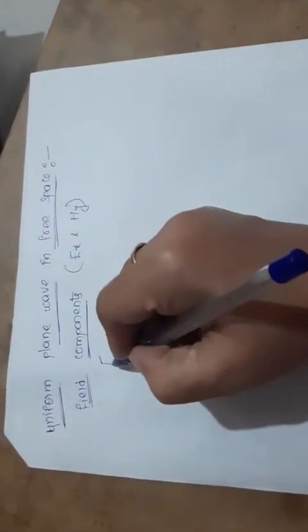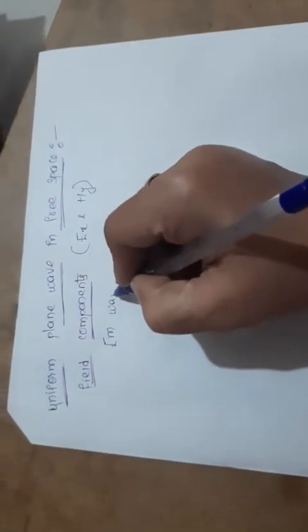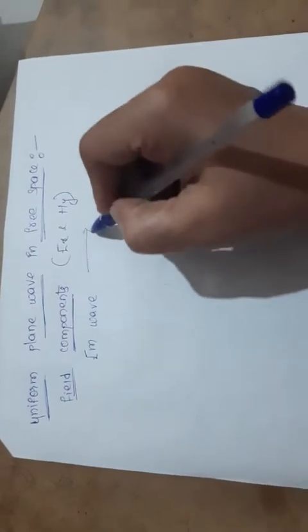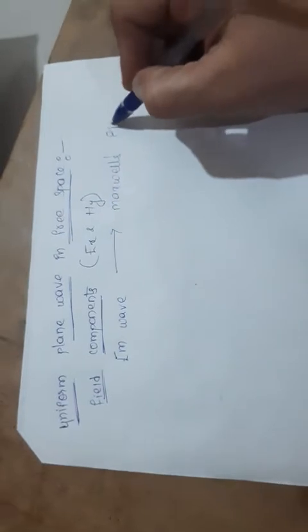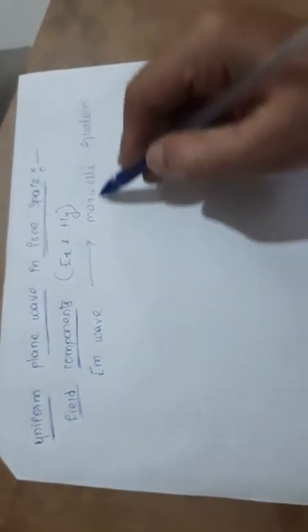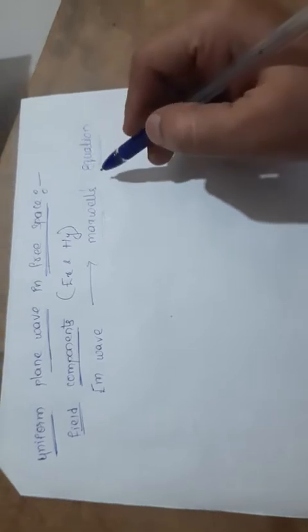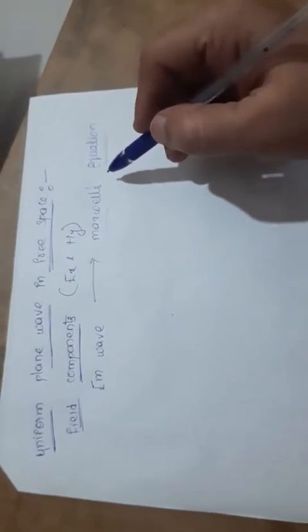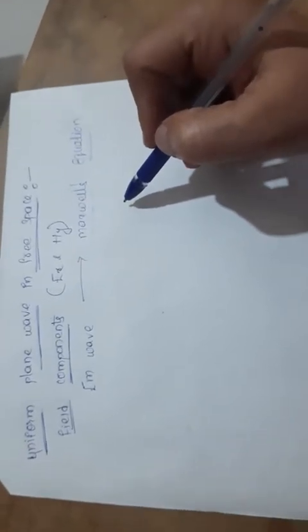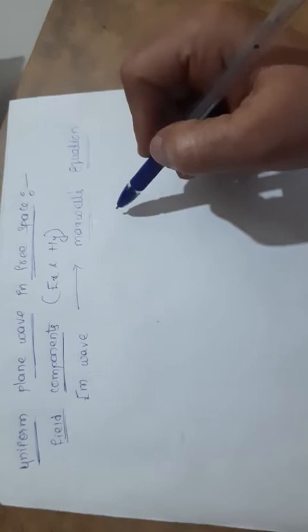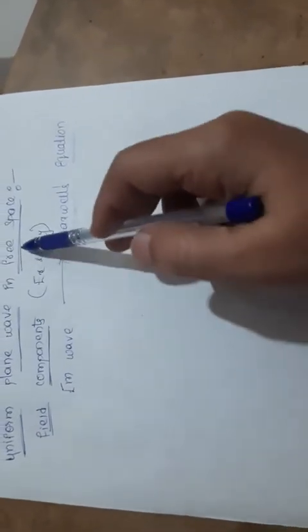Here the electromagnetic wave propagation can be explained with the help of Maxwell's equations. We already discussed Maxwell's equations in static form and time varying form. So we have totally 8 Maxwell's equations in static form and time varying form. Basically I am assuming that the electromagnetic wave is propagating in free space.